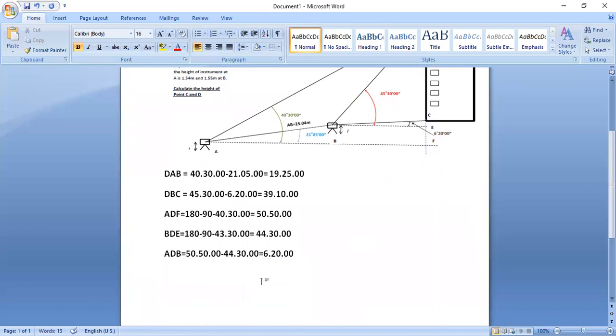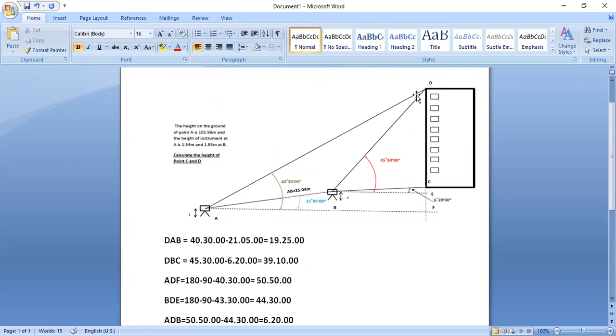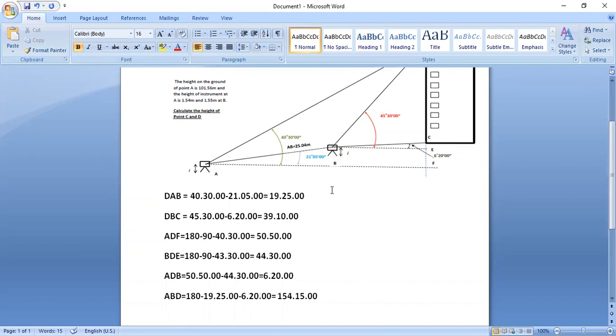The next one would be ABD. We will say 180 minus 19.25.00 minus 6.20.00, which gives us an amount of 154.15.00. So we need to calculate ABD, which means we're calculating this part. All we're saying is 180 minus A that we calculated here, and D that we calculated there, and then it will come down to 154.